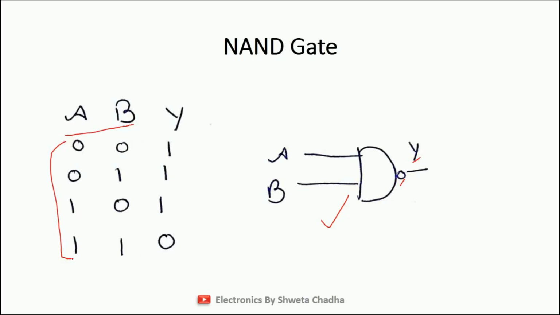So what is the NAND gate output? Reverse of AND gate. So what is AND gate? AND gate means that when all the inputs are high, output is high. In rest of the cases, output is low. So in NAND gate, the reverse is going to be true. That is, when all the inputs are high, that is 1, output is 0. And in rest of the cases, output is 1. This is the truth table of NAND gate.